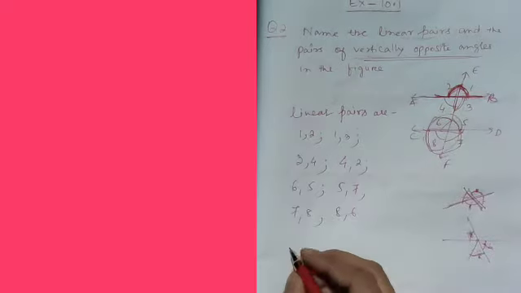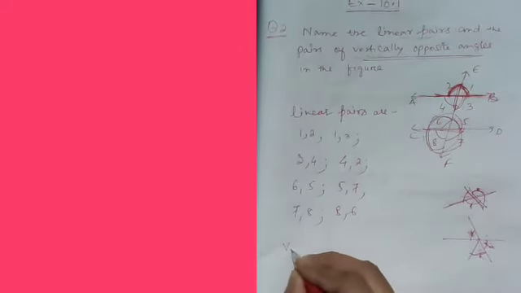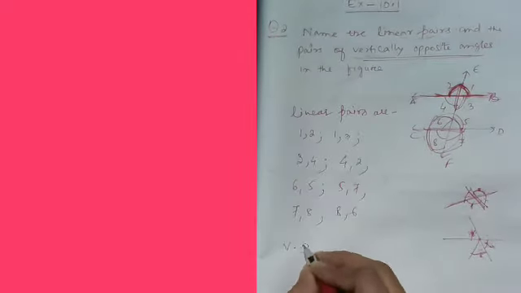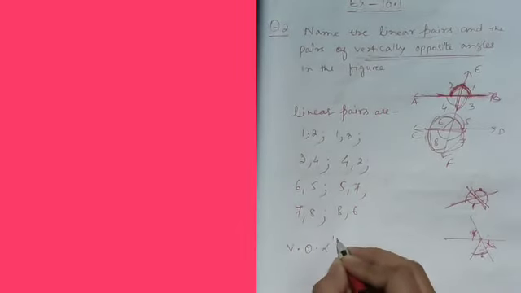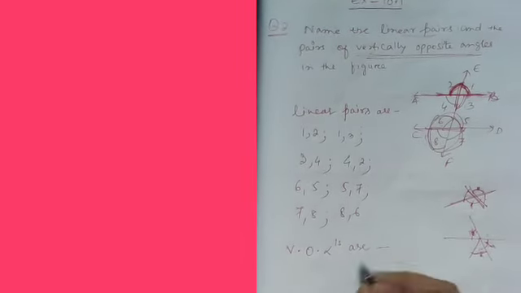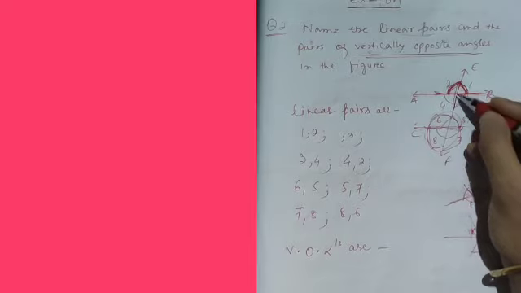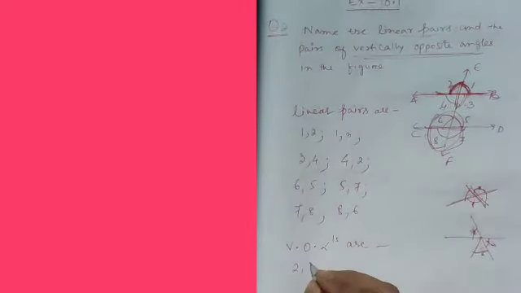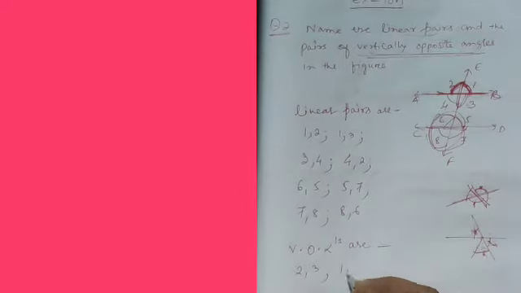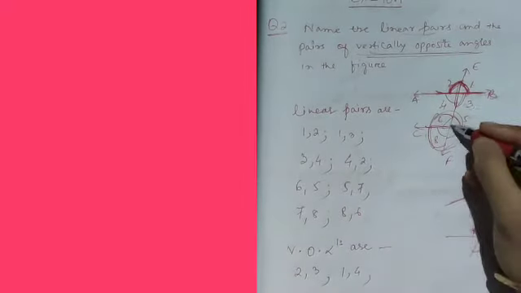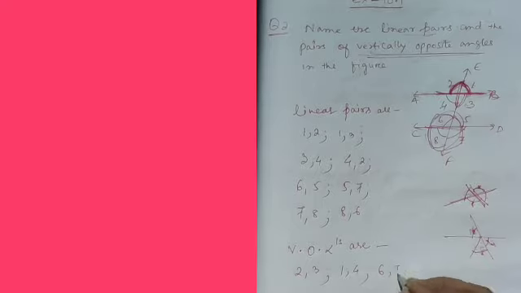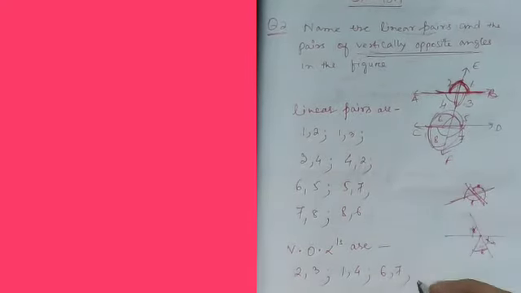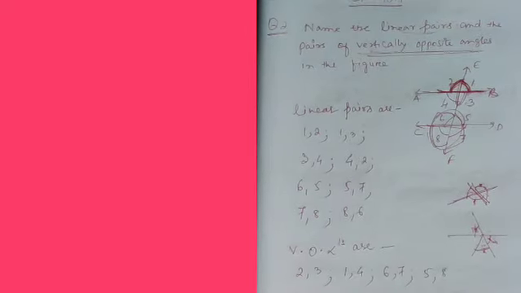So here, the vertically opposite angles: V stands for vertical, O stands for opposite. The angles are 2 and 3, which are vertically opposite, 1 and 4 are vertically opposite, then 6 and 7, 5 and 8. These are the vertically opposite angles.